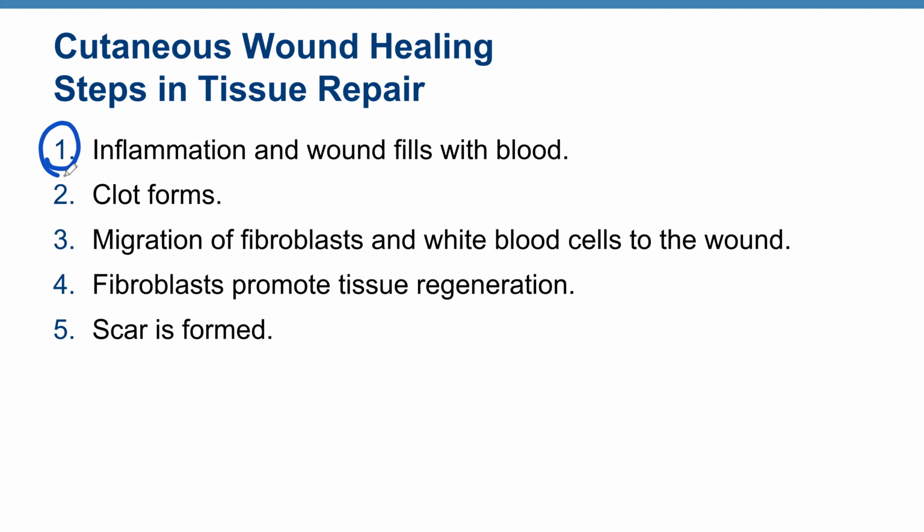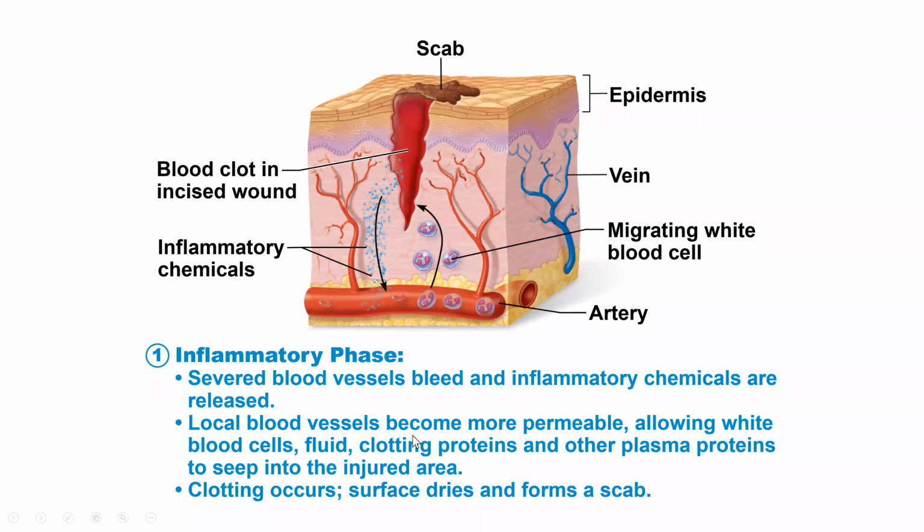So it's going to start with inflammation, and blood will leak out of damaged blood vessels. Then a clot will form. Number 3, migration of fibroblasts and white blood cells to the wound. Fibroblasts promote tissue regeneration, and scar is formed. Right, so now let's go ahead and look into more detail.